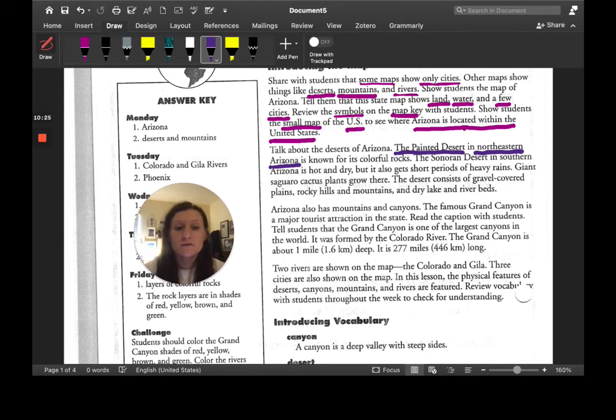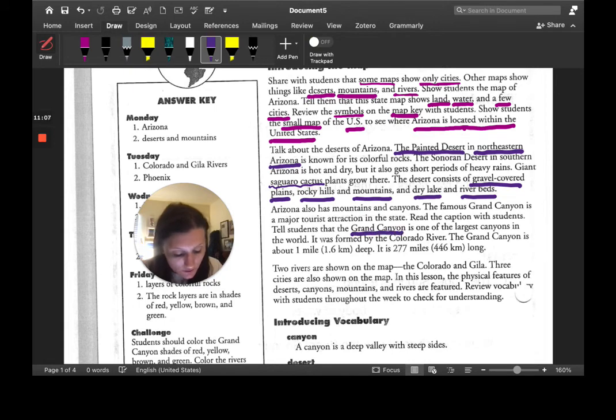So the Sonoran Desert is hot and dry, but it also gets short periods of heavy rains. Giant saguaro cactus plants grow there. So let's underline saguaro cactus. And the desert consists of gravel-covered plains, rocky hills, and mountains, and dry lake and river beds. So Arizona also has mountains and canyons. The famous Grand Canyon is a major tourist attraction in the state. So the Grand Canyon is one of the largest canyons in the world.